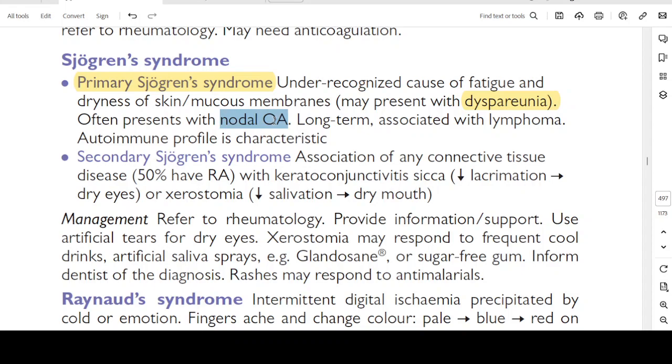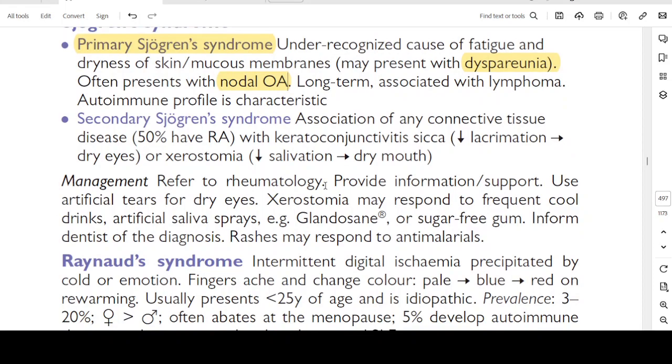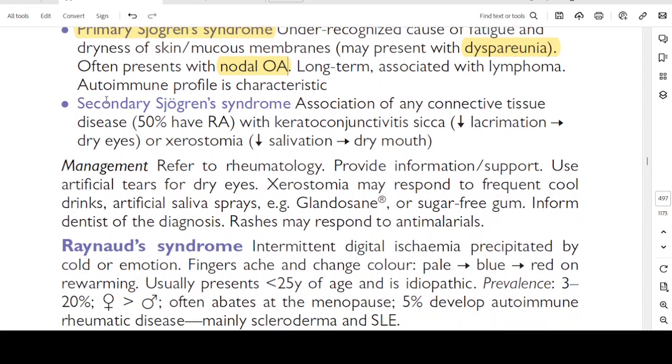So often primary Sjogren's presents with nodal osteoarthritis and dyspareunia, fatigue, dryness of the skin, with autoimmune profile. Secondary Sjogren's syndrome occurs in association with any of the connective tissue disorders like rheumatoid arthritis: keratoconjunctivitis sicca, decrease in lacrimation, dry eyes, or xerostomia, decreased salivation and dry mouth.